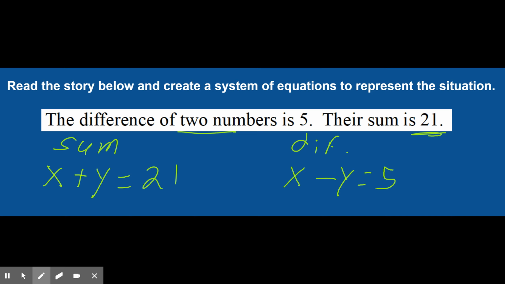Our next step, which we're going to talk about next week, is what are the numbers? What is X and Y? But not yet.